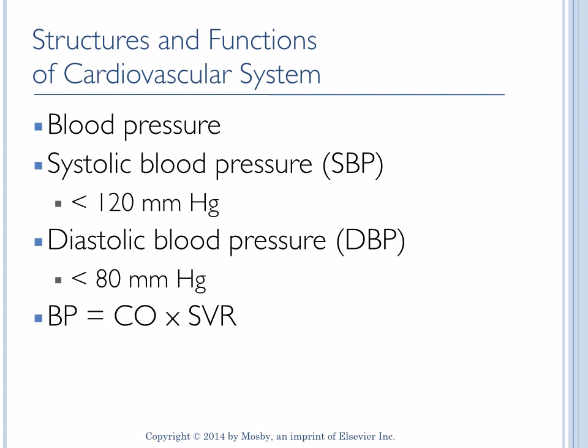What is systemic vascular resistance? It is the force opposing the movement of blood. This force is created primarily in small arteries and arterioles. Normal blood pressure is systolic less than 120 millimeter mercury and diastolic less than 80 millimeter mercury. So make sure you know what happens during systolic and diastolic blood pressure, and the definition of systemic vascular resistance, which is the force opposing the movement of blood, created mainly in small arteries and arterioles.